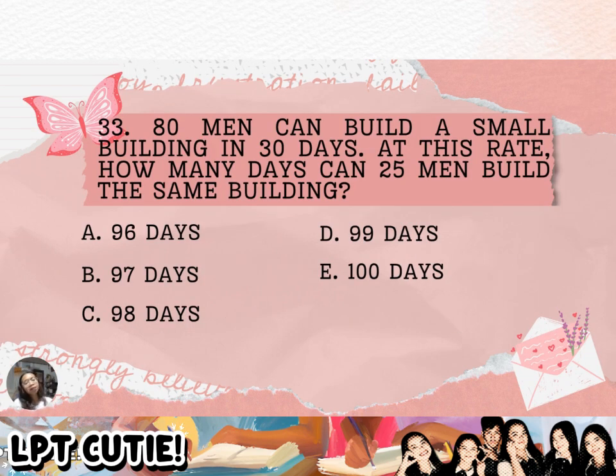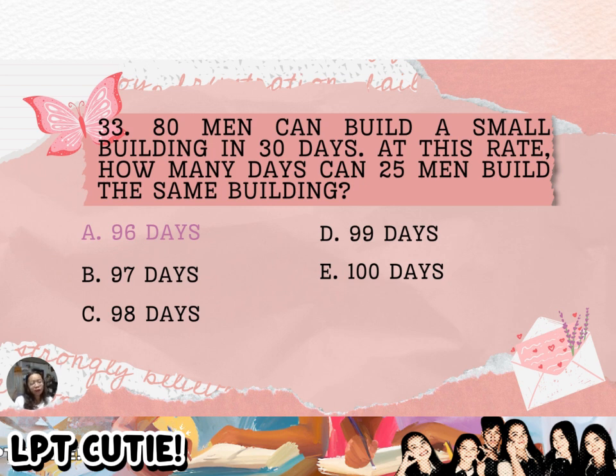we have here: 80 men can build a small building in 30 days. At this rate, how many days can 25 men build the same building? So we have here a work in time problem. Letter A, 96 days. Letter B, 97 days. Letter C, 98 days. Letter D, 99 days. And letter E, 100 days. So pause this video, and the answer is letter A, 96 days.